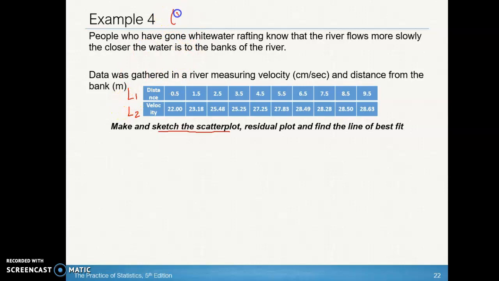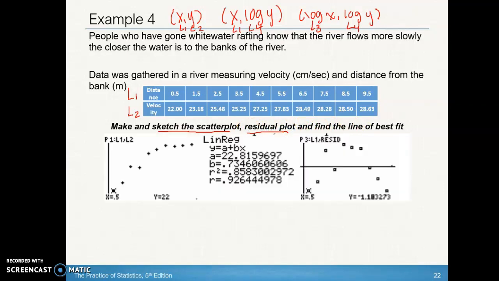You're going to want to do 3 equations. So you have x comma y, then x comma log of y, and then log of x comma log of y. Remember, this is list 1, this is list 2. This is list 1, this is list 4. This is list 3, this is list 4. So make a sketch of those 3 scatter plots. Determine which one looks the most linear. Make sure you compare the r and r squared values for both. And then at the end, I'm going to show you how the residual plot also ensures that you have the line of best fit.